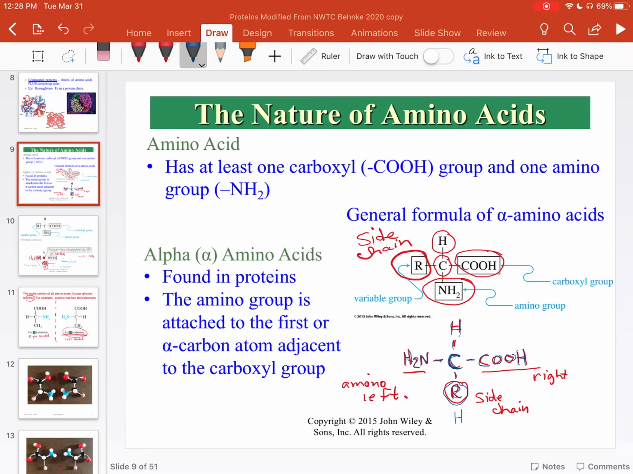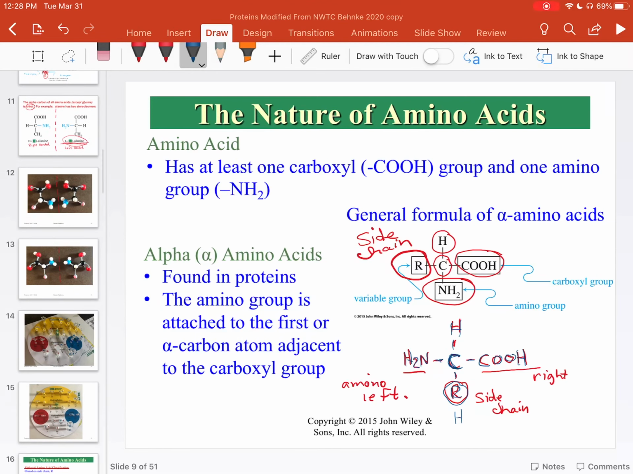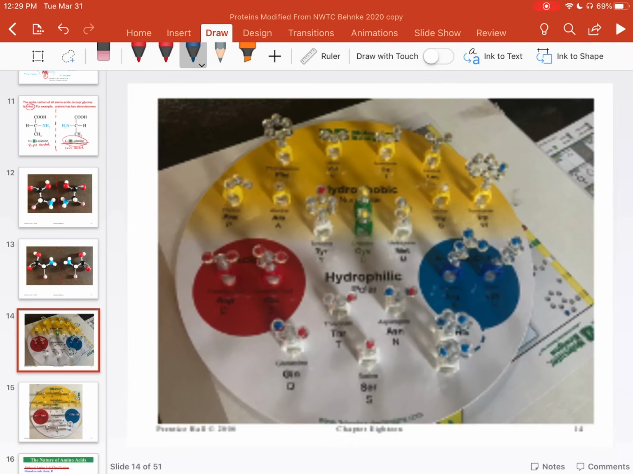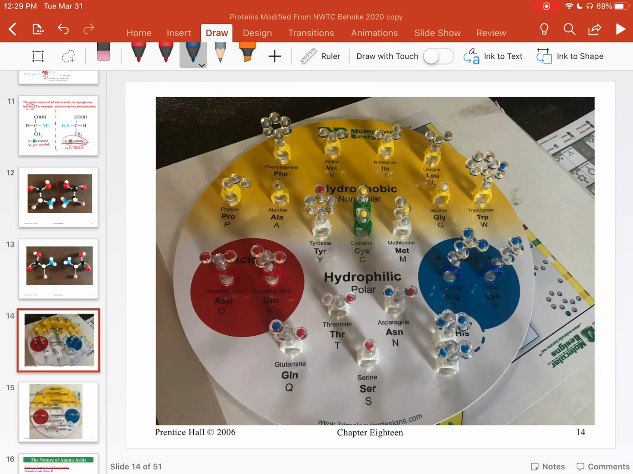So in the next presentation, I'm going to talk about the amino acids themselves and how we can classify them. And we will look at a model kit that looks like this. So that is the end of part 2, the nature of amino acids in our proteins series.